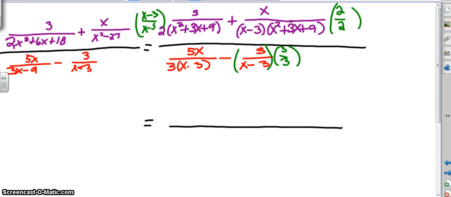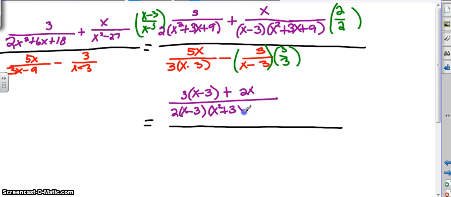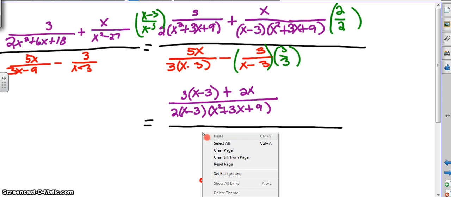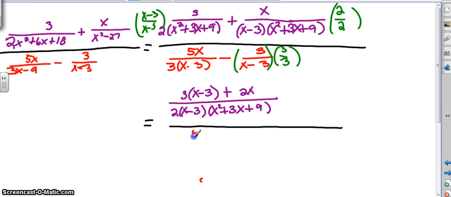So now I'm going to simplify the numerator. Now I'm not going to skip any steps here at all. I'm going to write everything in. So I didn't distribute this 3 yet on purpose because I want you to see every single step. And that's over 2 times x minus 3 times x squared plus 3x plus 9. The denominator is going to be 5x minus 9 over 3 times x minus 3.